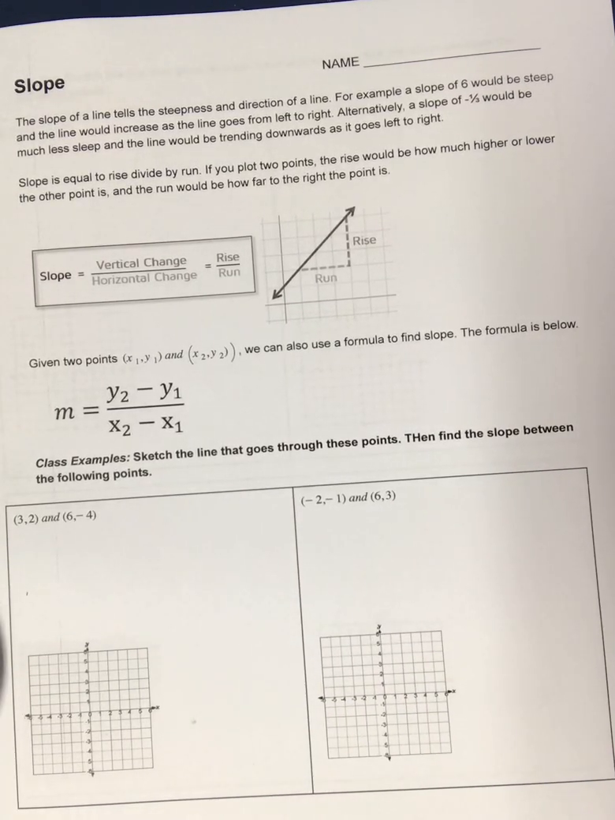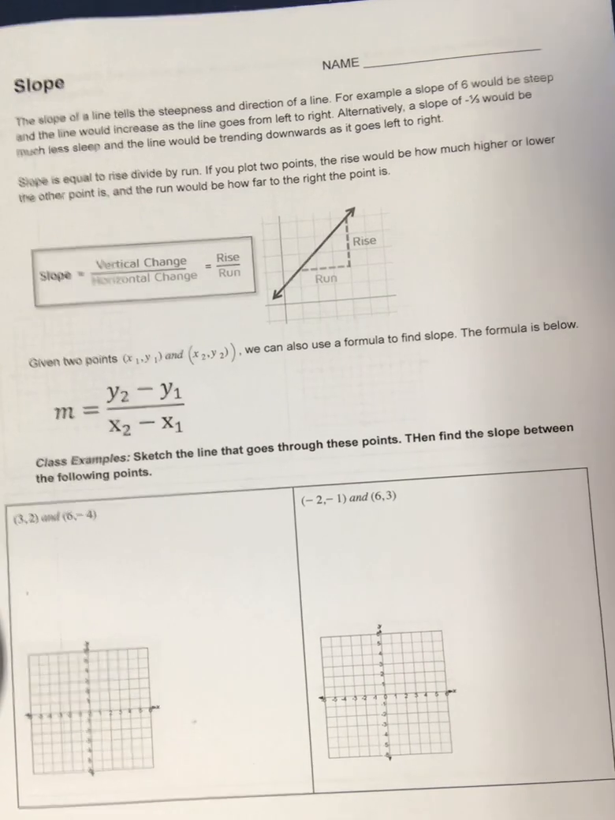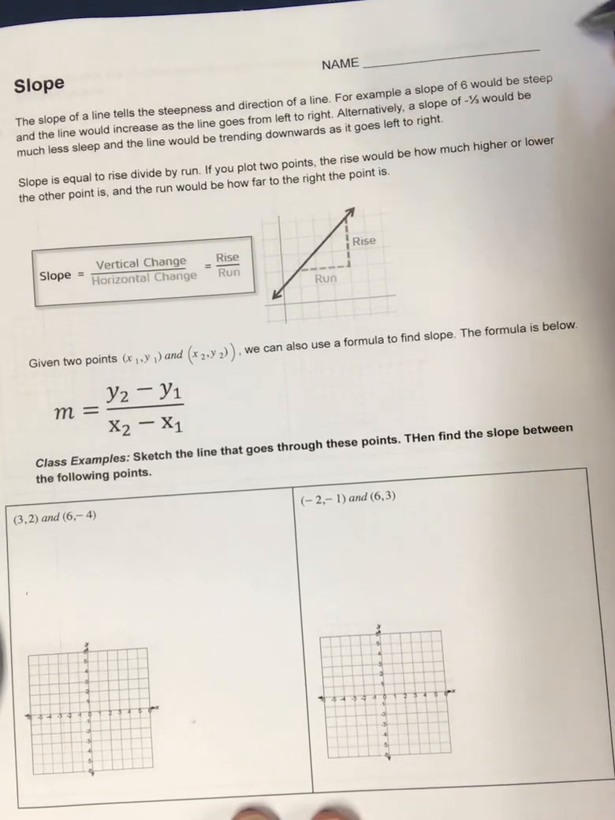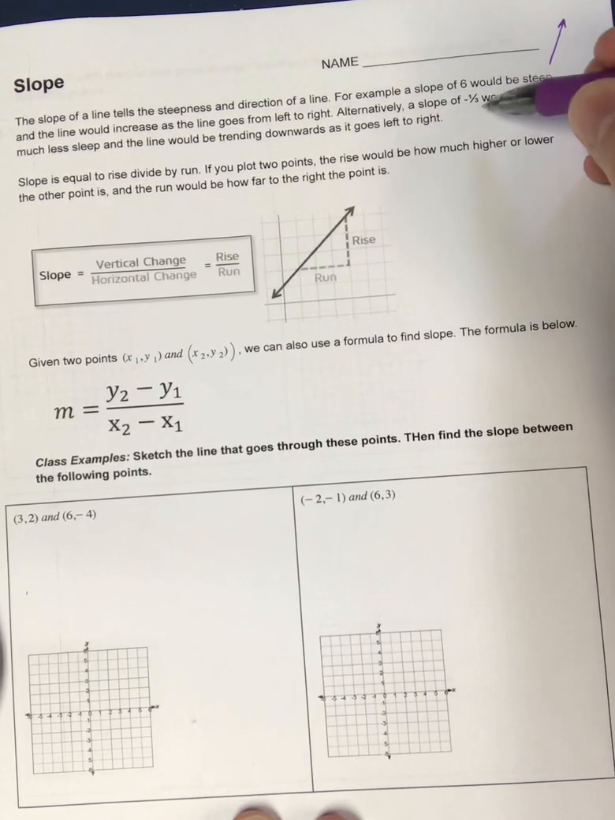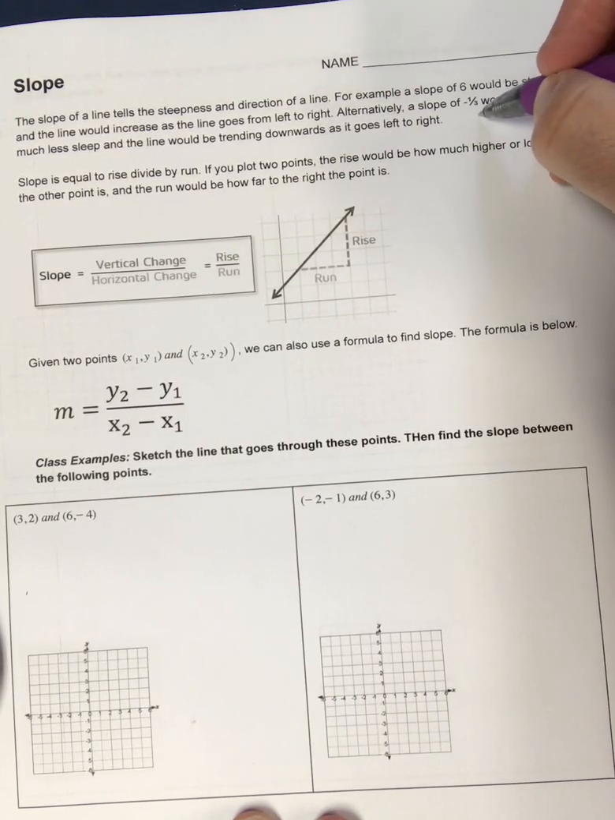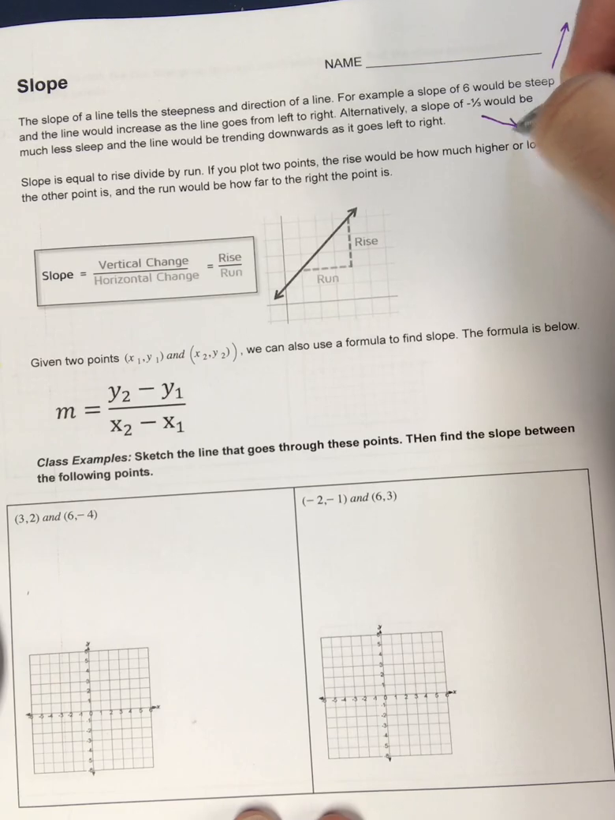Hello everybody. Today's lesson is going to be on the slope of a line. The slope of a line describes its steepness. So positive slopes, like a positive 6, would have a slope pretty steep like this, going in an upwards direction. A slope of negative 1/3 would be going kind of in a downwards direction and not be as steep.